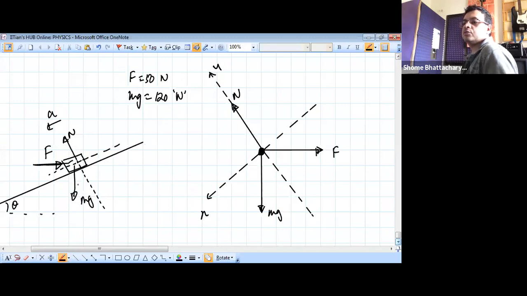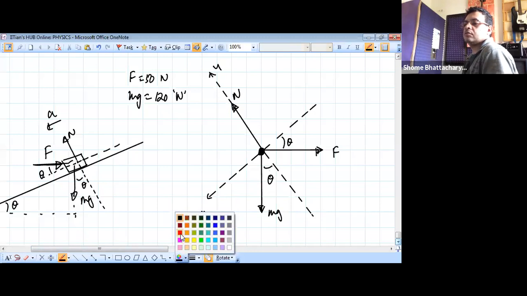Next thing is we need to resolve the forces correctly. So for that, the angles become important. In this diagram, you can see that this angle here was theta. So here, this angle will become theta. And again, this angle will become theta. The incline is making theta with the horizontal, so the normal to the incline will also make theta with the vertical. So that's a simple rule of thumb to remember. So now let us resolve the forces. Let's start by resolving the force F. It has an x component which is actually along the negative x axis, and that will be F cos theta.